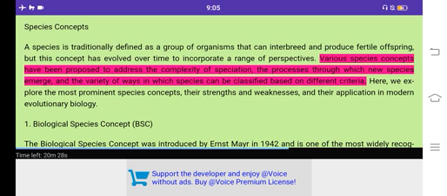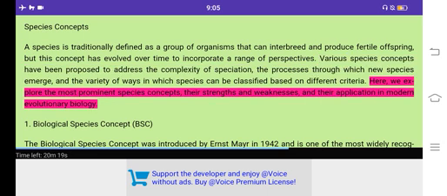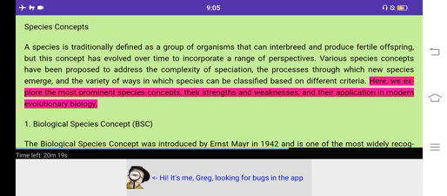Various species concepts have been proposed to address the complexity of speciation, the processes through which new species emerge, and the variety of ways in which species can be classified based on different criteria. Here, we explore the most prominent species concepts, their strengths and weaknesses, and their application in modern evolutionary biology.